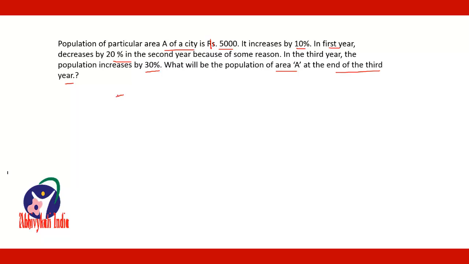So initially the population is 5000. Now it is increased by 10%. So 10% of 5000 will be 500. So it will become 5500. In the next year, it decreases by 20%. So 20% of 5500: 10% will be 550, and another 10% will be 550. So it will be 1100. If you subtract 1100 from 5500, you will get 4400.